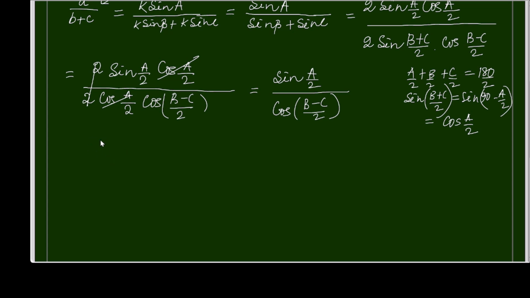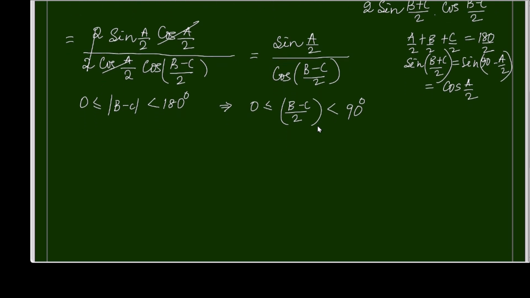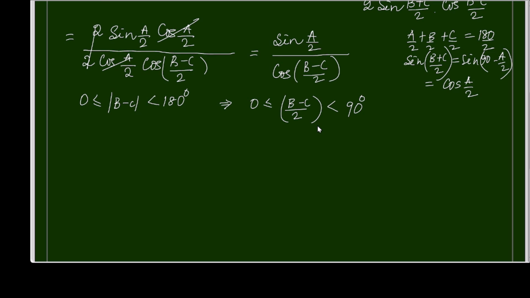So for any triangle, B minus C, the difference of any two angles, is either equal to 0 if they are equal, or it is less than 180 degrees, because the sum of angles of a triangle is 180 degrees. So 0 is less than or equal to (B minus C) by 2, which is less than 90 degrees. I repeat, I am going to prove that the denominator is less than 1, so that the whole will be greater than sine A by 2.